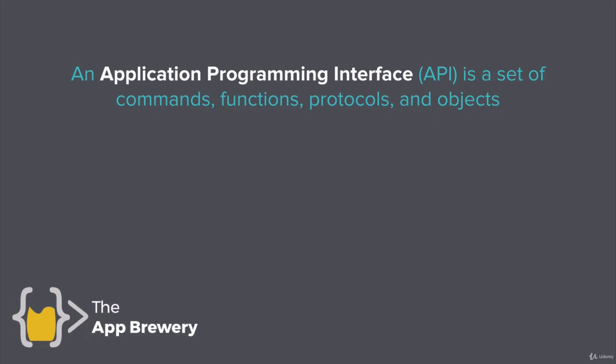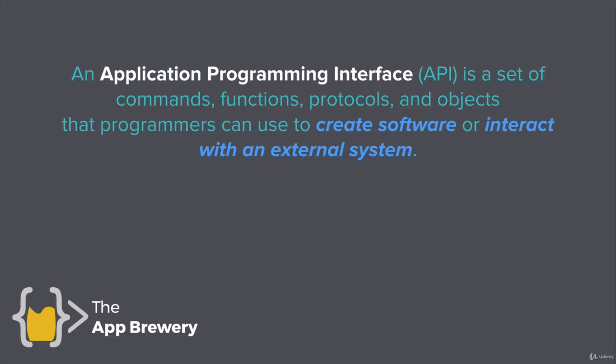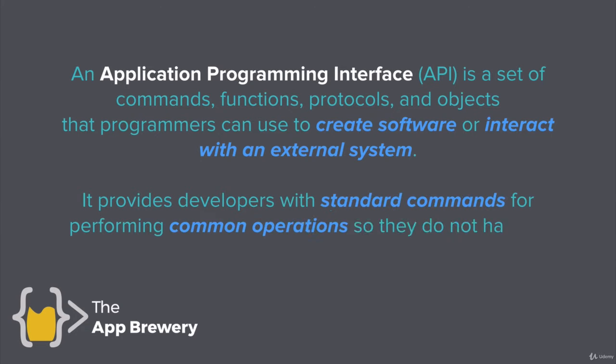And if you take a look on Wikipedia, there's an even longer definition where it says that an API is a set of commands, functions, protocols, and objects that programmers can use to create software or interact with an external system. And the last point is it should provide developers with standard commands for performing common operations so they don't have to write the code from scratch. Now, this is quite a broad definition, and as you think back to all the things that you've done, even in this course, you can imagine that lots of it actually fit this definition.